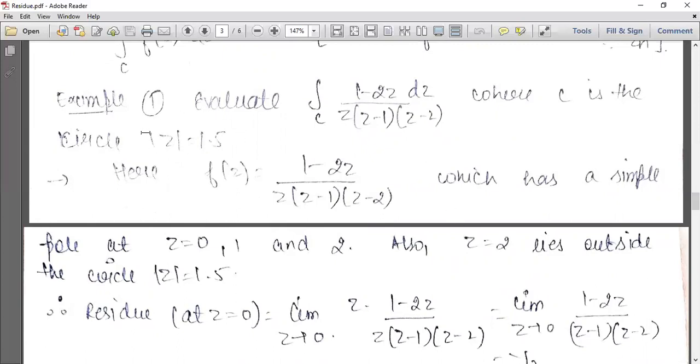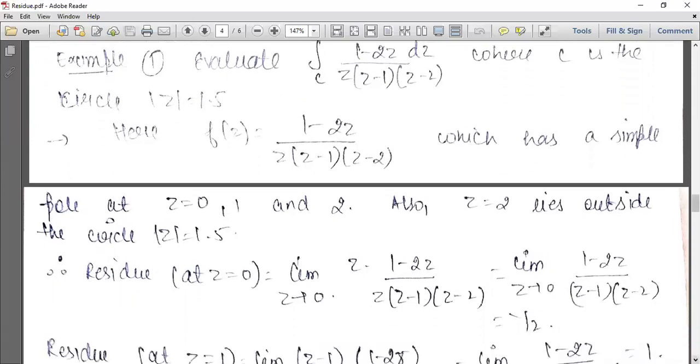Now I will see my circle, which is mod z equal to 1.5. 1.5 means it's a circle with center at the origin and the radius is 1.5 units. So clearly z equal to 0 and 1 will lie on my real axis. These 2 points will be inside the circle, but z equal to 2 will lie outside the circle because my radius is 1.5. So this point is of no use. We are not concerned with this point. We need to calculate residue only at these points because these points lie inside the circle and we are concerned about these points only.